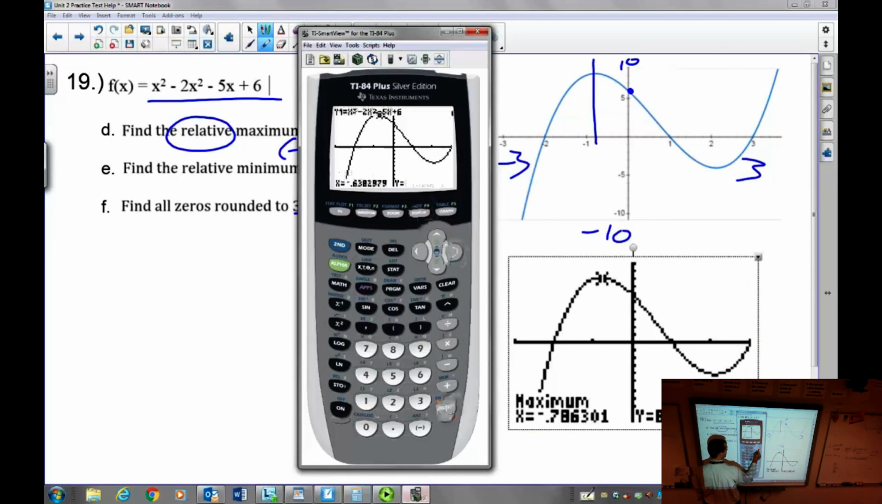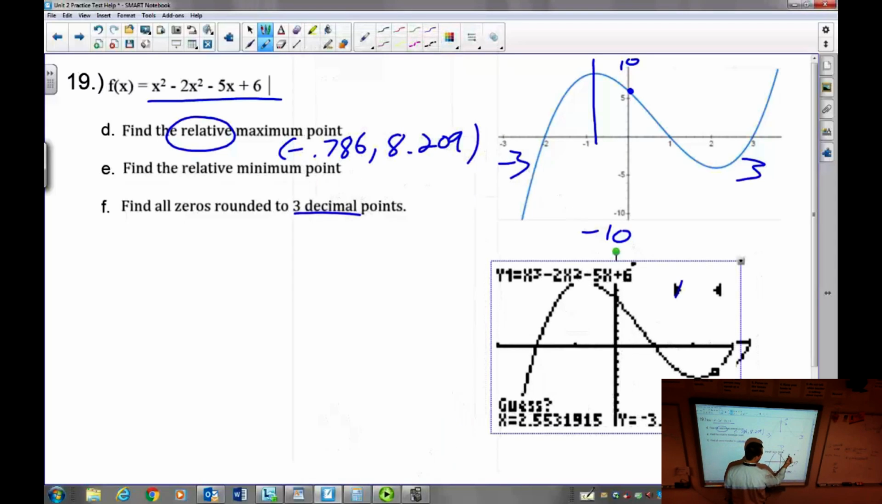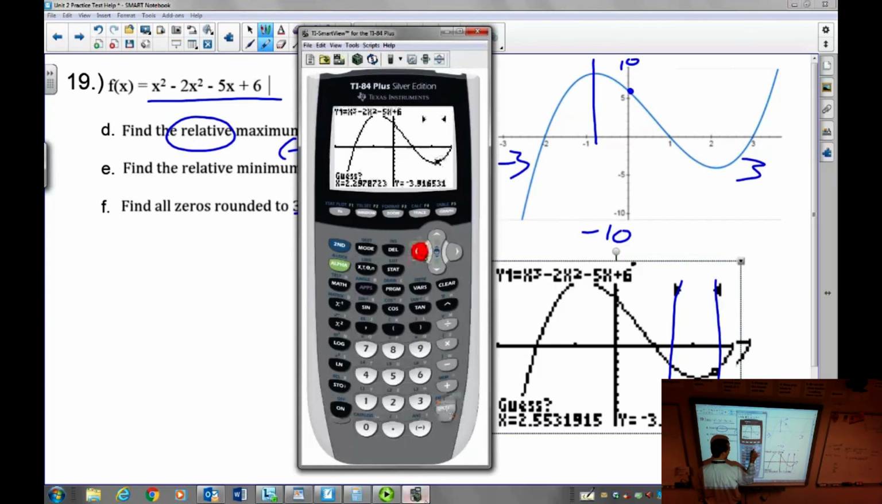So we'll go to trace. And for our minimum, let's do second calc again. Look, number 3. It says minimum. So we'll hit minimum. We're going to scroll to the right. It's asking for a left bound from that minimum. Right now I'm about at the minimum. So I go a little bit to the left of the minimum and push enter, and then it wants the right bound. So go a little bit to the right, push enter. You can see these arrows right here? That's your left bound and right bound that you just did. You might have arrows or maybe not. Now it's saying guess, and I'm going to guess right about there.